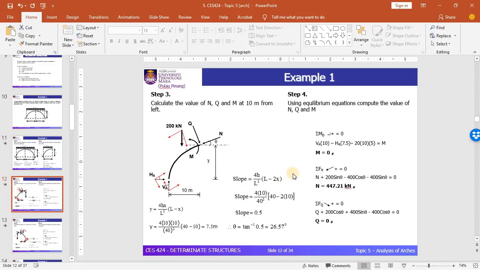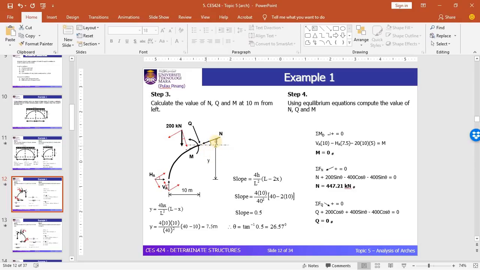Let's proceed to determine the internal forces at every 10 meter. Right here is the free body diagram for the arch at 10 meter from support A. What you need to do is draw the axial force N and the radial shear force Q. This radial shear force must be perpendicular to N. And you can see that we have an angle here.